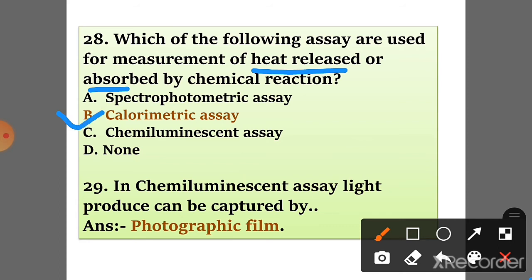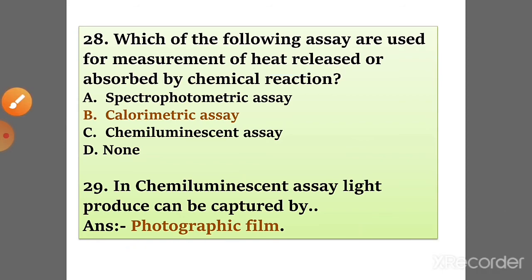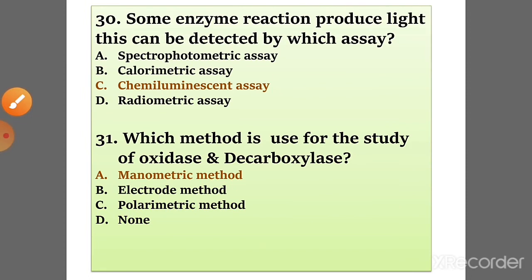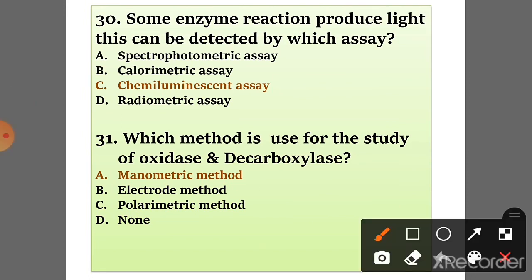Question 29. In chemiluminescent assay, the light produced can be captured by answer, photographic film. Question 30. Some enzyme reactions produce light. This can be detected by which assay? Option C, chemiluminescent assay. Question 31. Which method is used for the study of oxidase and decarboxylase? Option A, manometric method.